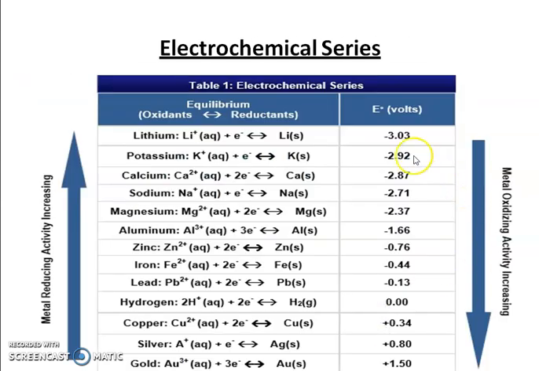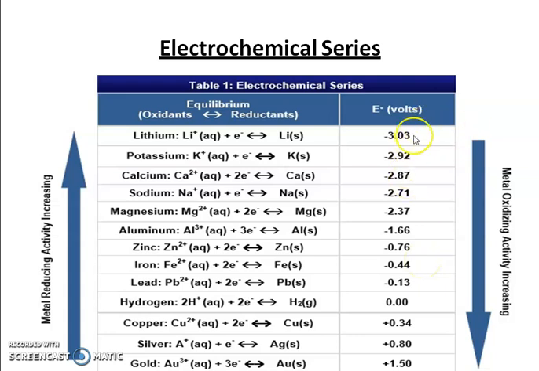Now let us come to this series in this slide. Here you can see that in the left column the metals, or the electrodes, are arranged in a particular order, and on the right hand side there are values given for the electrode potential. Now let me tell you that these electrode potential values are the reduction potential values.